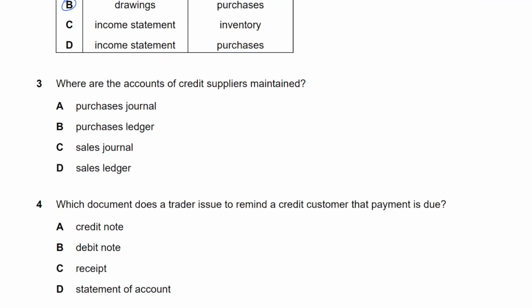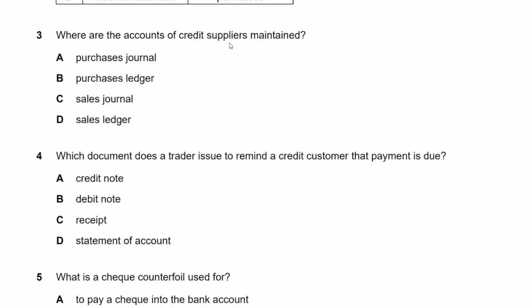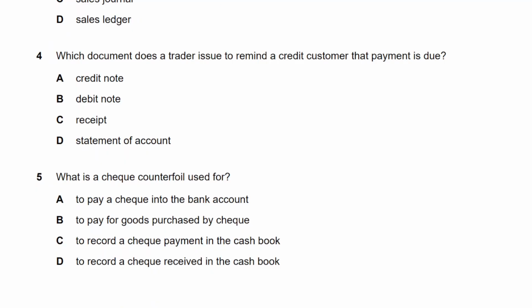Let's move on. Number 3. Where are the accounts of credit suppliers maintained? The personal accounts of your suppliers go in the purchase ledger. This is just basic knowledge. You need to know this. There's no explanation to this. This is what the purchase ledger is. The purchase ledger contains the accounts of all your credit suppliers, all the individual personal accounts.